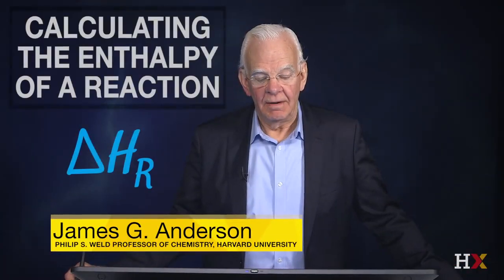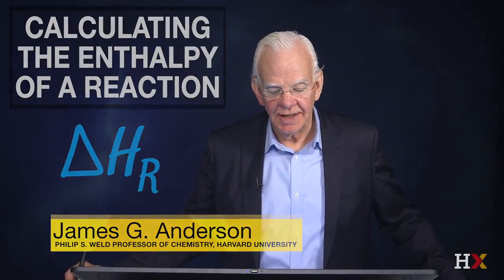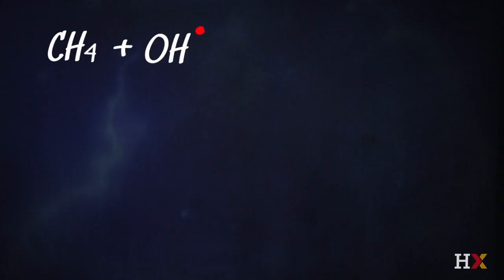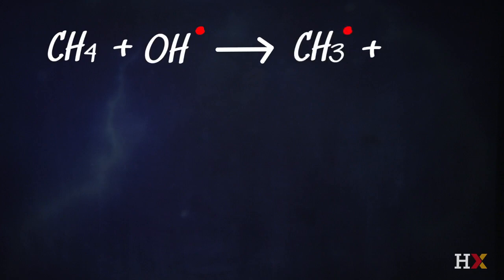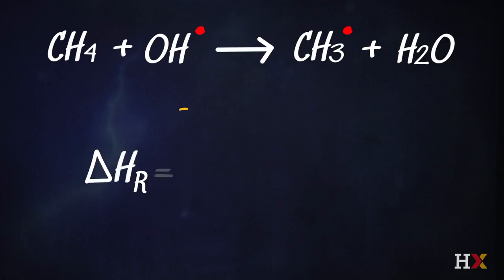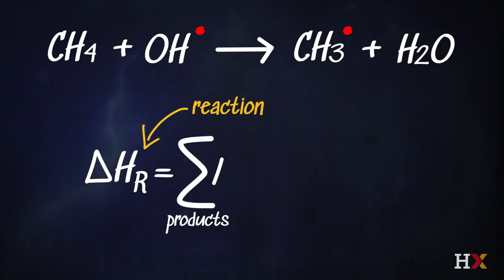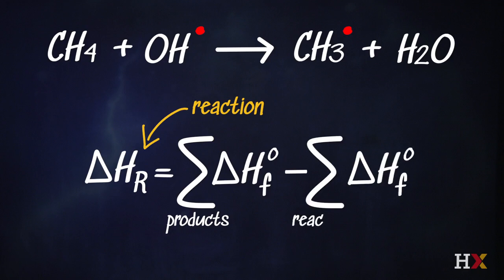So let's pick our now favorite reaction, and that's methane with the hydroxyl radical, producing the methyl radical and water. So the convention for calculating the change in enthalpy for a reaction, which is distinct from the enthalpy of formation, is to take the sum of the products' enthalpies of formation for each one of the products, subtract off the sum of the enthalpies of formation for the reactants, and that's equal to the change in enthalpy for the overall reaction. So let's actually do this explicitly.